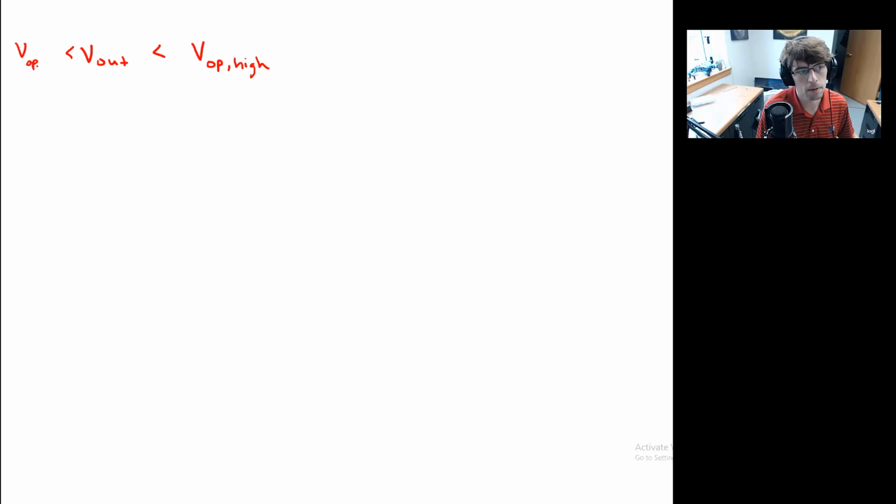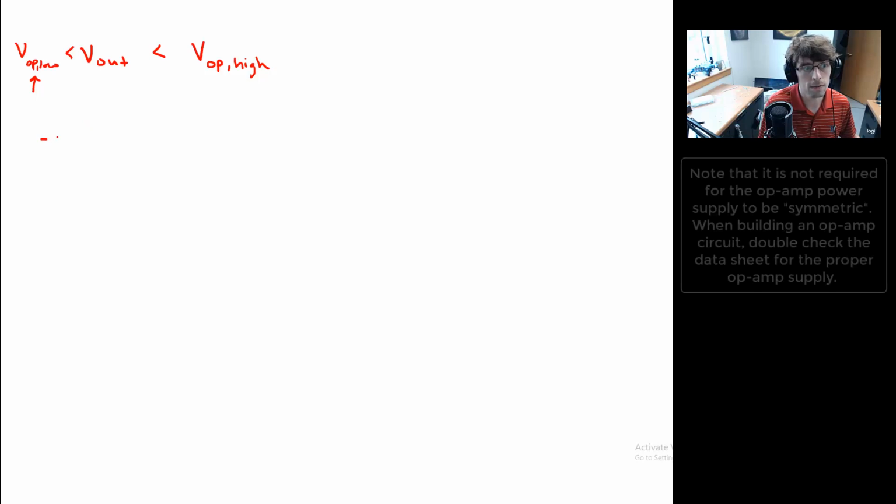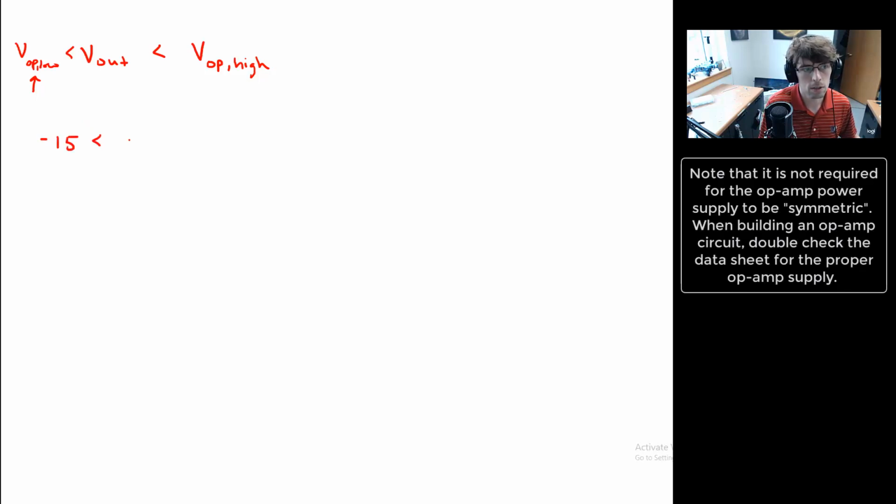V op low. And by that I mean this side, for the problem that we have, you notice that we have a negative number. Okay. We have a negative 15. So here, the output must be between negative 15 and 10. Well, we're fortunate enough, we actually have an expression for V out in terms of the source.